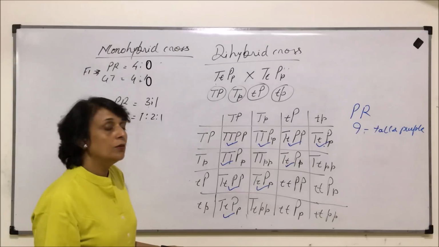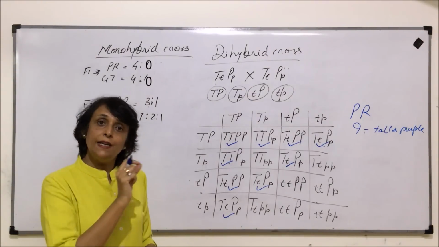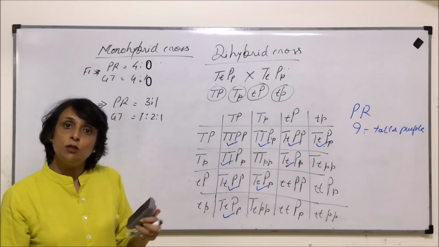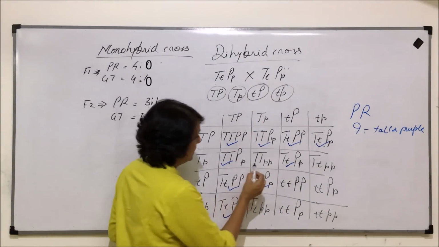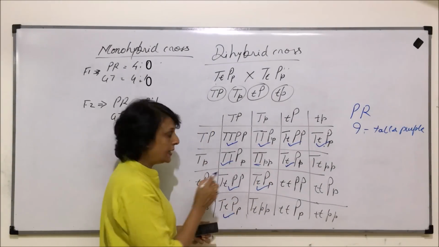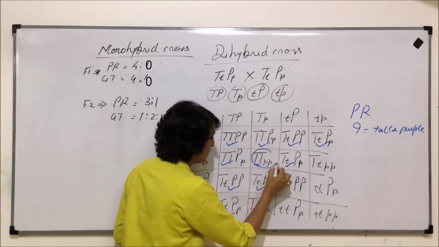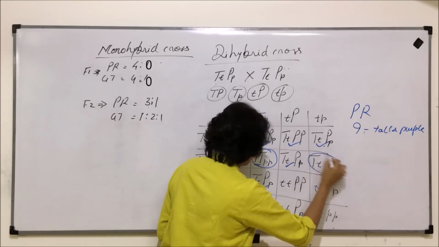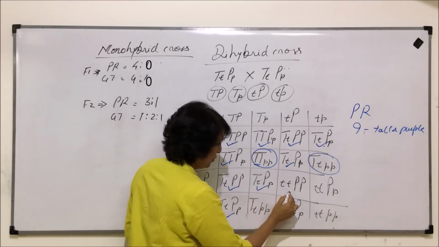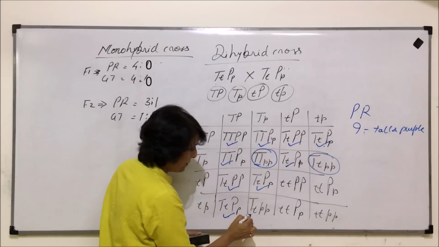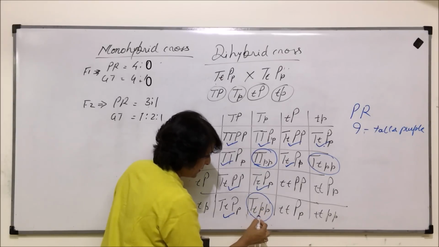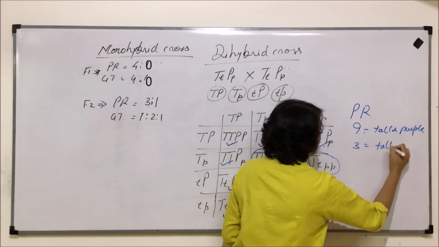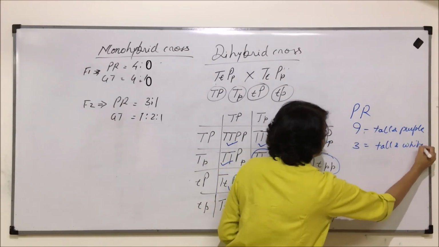Now let us count how many show only tall as a dominant trait and the other trait is recessive. That means tall and white. This one will be tall because it has T but no capital P, so this will be tall and white. This one again same, tall and white. No, this one, it has capital T and small, so tall and white. Okay, so there are 3 which are going to be tall and white.